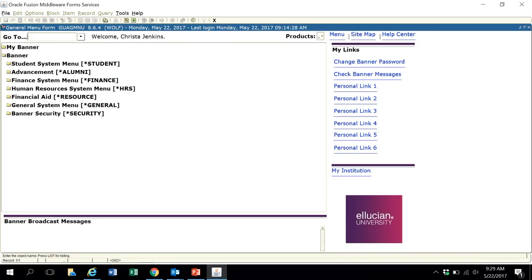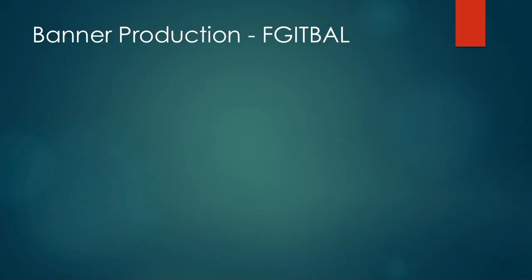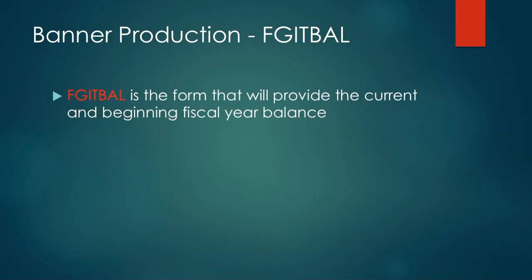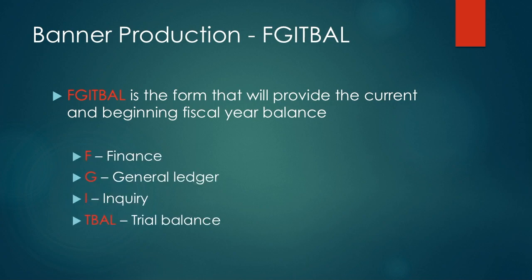This is the Banner Production home screen. Banner Production is the accounting system for the university, and it's based on a series of forms. The relevant form is FGIT-BAL. This is the form that will provide the current and beginning year fiscal balance for your designated or agency fund. FGIT-BAL is an acronym that stands for Finance, General Ledger, Inquiry, and Trial Balance. The General Ledger is the main accounting record of an organization, and Trial Balance is an accounting report that lists the balances in a fund's general ledger accounts.